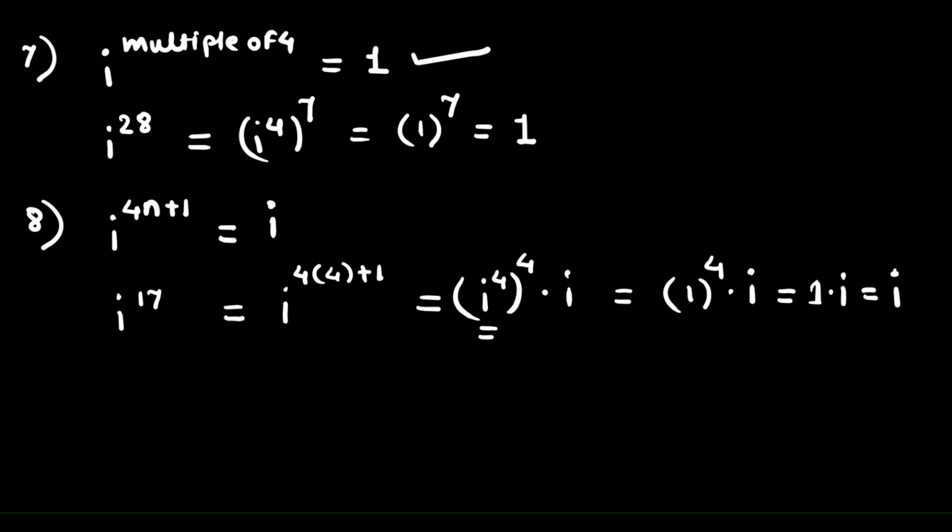So that is the result: i to the power 4n plus 1 is equal to i. Then the ninth result: i to the power 4n plus 2 is equal to -1.